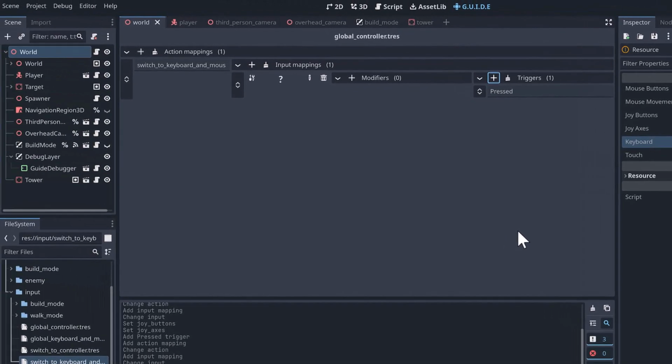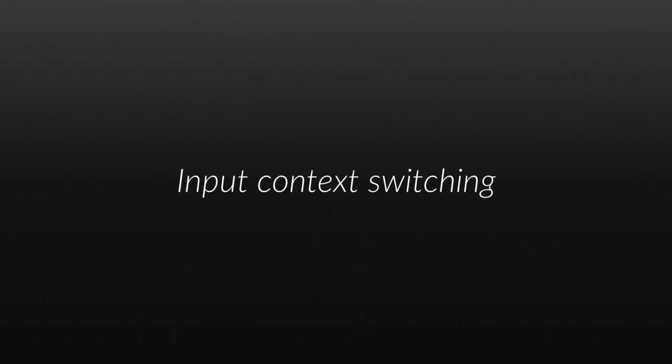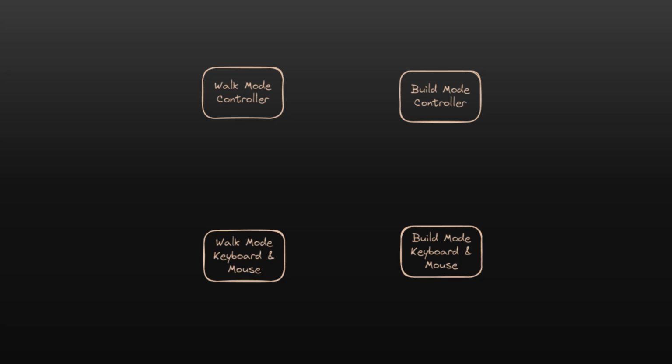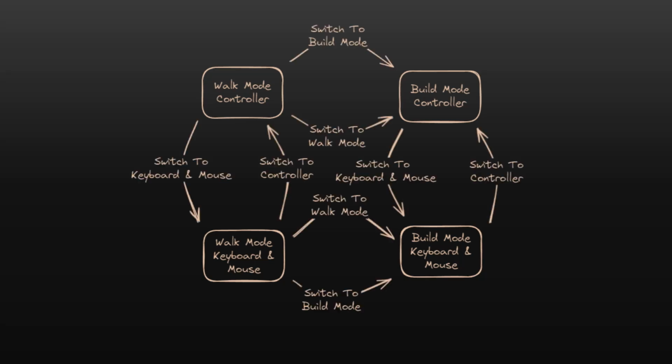Okay, now we have all our mapping contexts set up, but we still need to add the code to do the actual switching. And this now has become a bit more complex. Now let's draw up a little state diagram of our new setup. So we can be in one of 4 states. We can be in walk mode using a controller, we can be in build mode using a controller, and we can be in these 2 modes using keyboard and mouse. And there's quite a lot of ways in which we can switch between these 4 states.